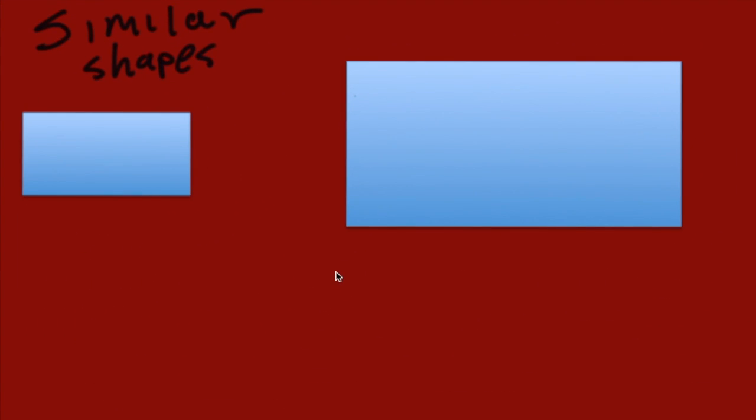Let's take a look at these two rectangles. They obviously aren't congruent, but they are instead similar. Allow me to give these some measurements. I'll say this one's 2 and 4, and this one's 3 and 6. Since they're clearly not equal nor congruent rectangles, we can describe their similarity with a ratio.